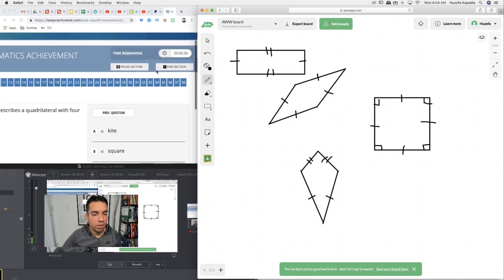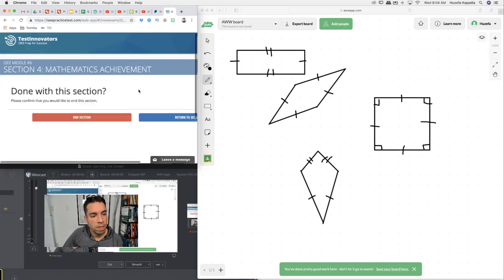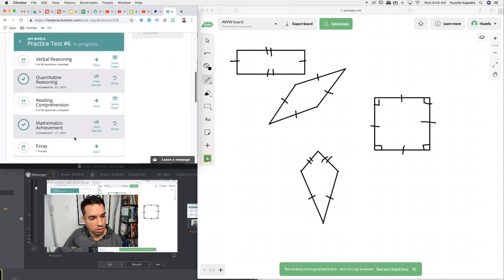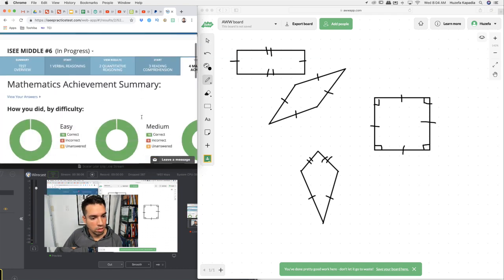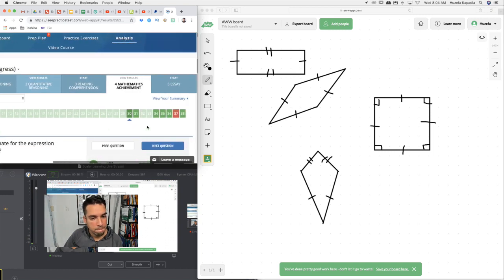Okay, we are done. We got 5 minutes left. I'm not going to check my work. We're just going to go for it and see how I did. If I got anything wrong, I'll review it right now. Hopefully not. Yo, shoot, I got one wrong. Okay, let's see which one I got wrong.